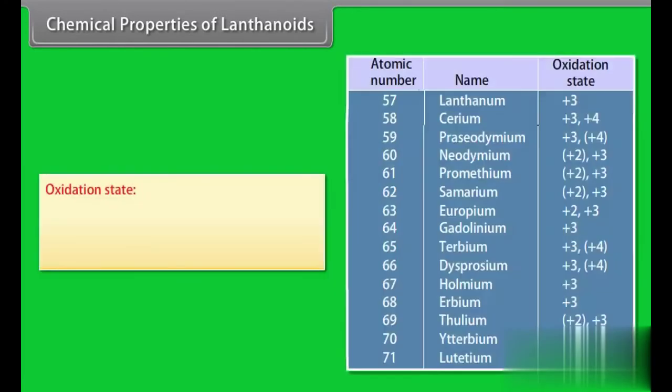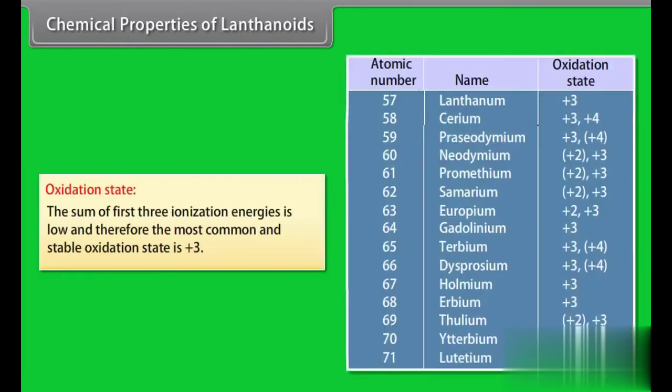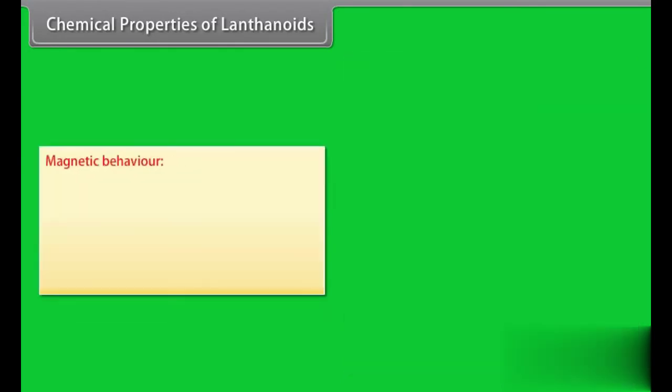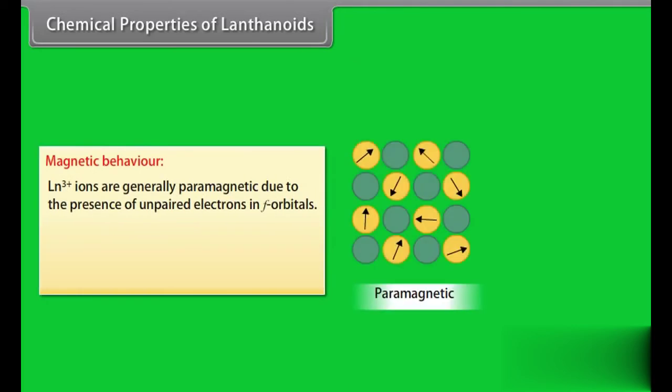Chemical properties of lanthanoids. Oxidation state. The sum of the first three ionization energies is low, and therefore the most common and stable oxidation state is +3. Magnetic behavior. Ln3+ ions are generally paramagnetic due to the presence of unpaired electrons in f orbitals.